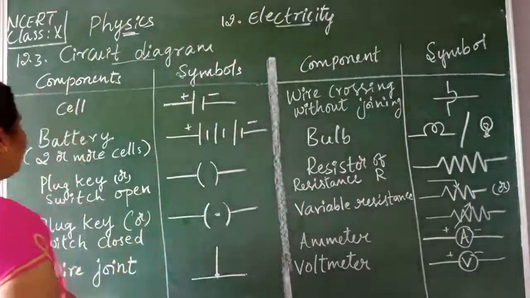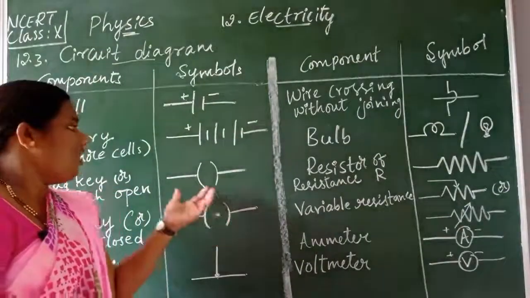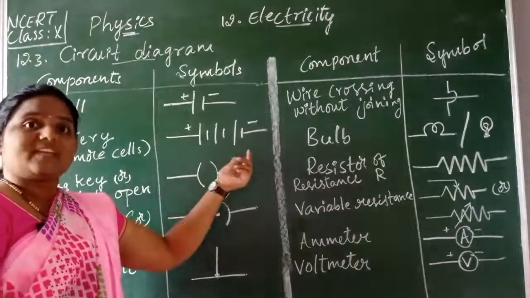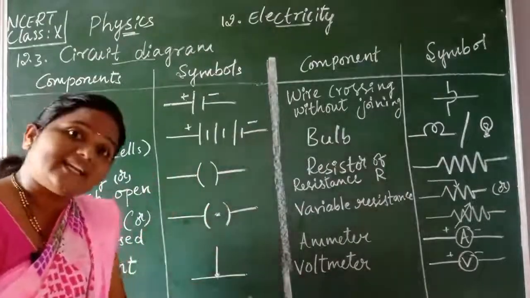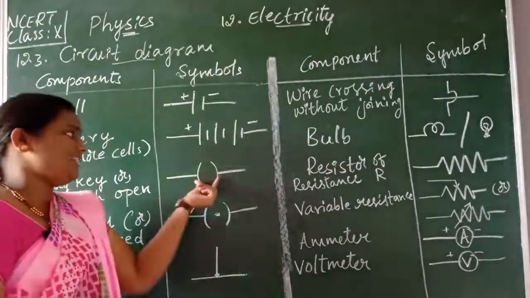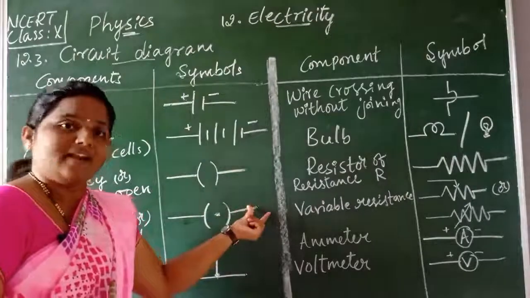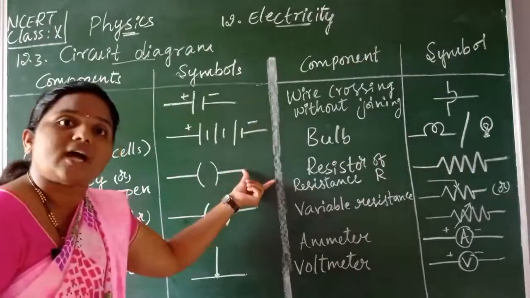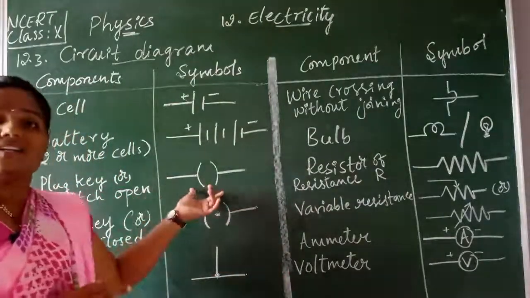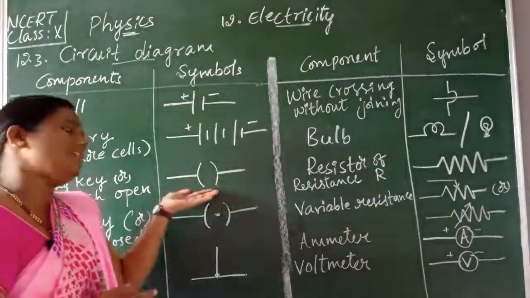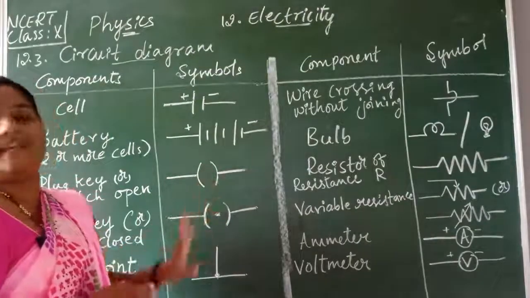So you have to end with a small line. The next one is the plug key, or switch open. This is very important, children. Often we represent this with K. K in circuit diagrams indicates a plug key, or switch button. If nothing is there between the open brackets, that is the symbol of a plug key or switch open, meaning the current is not flowing through it and the circuit is broken. The switch being open means current is not flowing, and it is represented with two open brackets with nothing in between, empty.